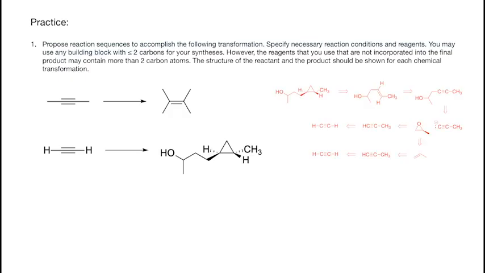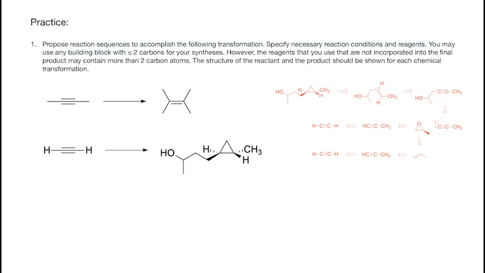Looking at the product, we see a cyclopropane ring where each of the hydrogens and alkyl groups are trans to each other. Although we do not know of methods to directly form cyclopropane rings from alkynes, we do know that cyclopropanation reactions can be performed on alkenes.